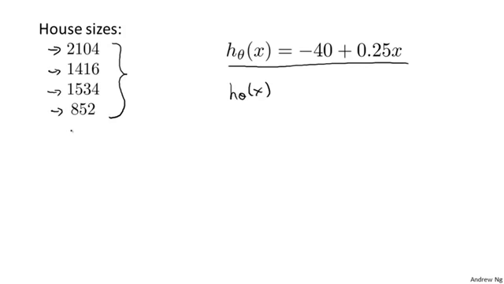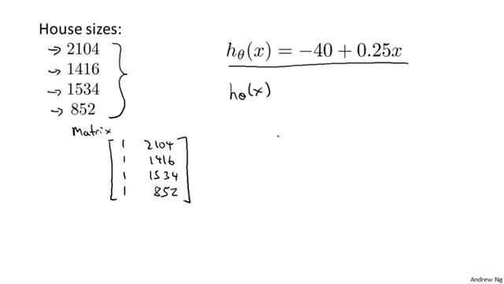So here's how I'm going to do it. I'm going to construct a matrix as follows. My matrix is going to be 1, 1, 1, 1, and I'm going to write down the sizes of my 4 houses here. And I'm going to construct a vector as well. My vector is going to be this vector of 2 elements, minus 40 and 0.25. That's these 2 coefficients, theta 0 and theta 1.